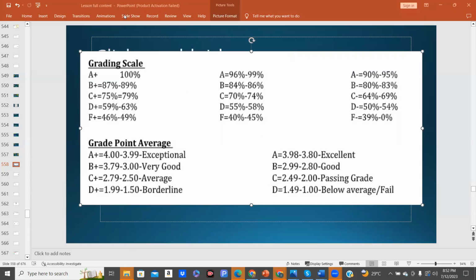All right, so this is the grading scale. Let me put it on the screen for you all. This is the grading scale that I use. I don't know what your school uses, but this is what I use. Can you wait until I put it on the screen first? All right, there we go.